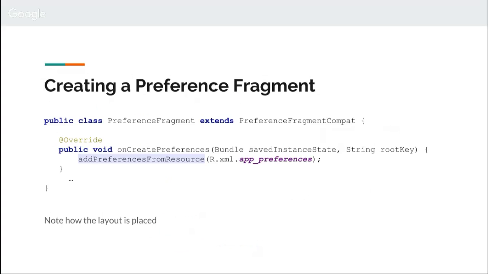Then you create a preference fragment that is going to display our preferences, kind of like any other fragment. But take a look, you don't actually inflate the layout or anything. The main method is create preferences, and then you just add the preferences from resources, and you give it the app preferences XML that we created. You see they are very similar, but those are the preferences and those things are layouts.